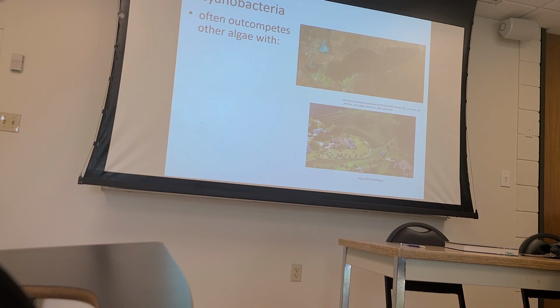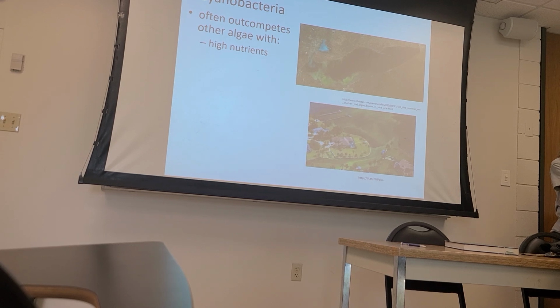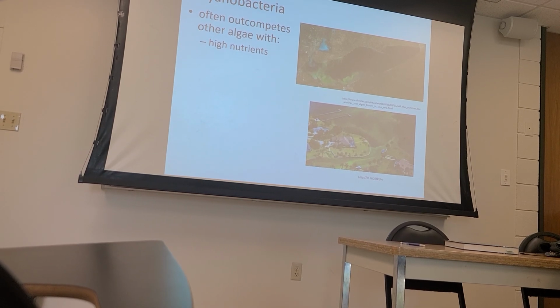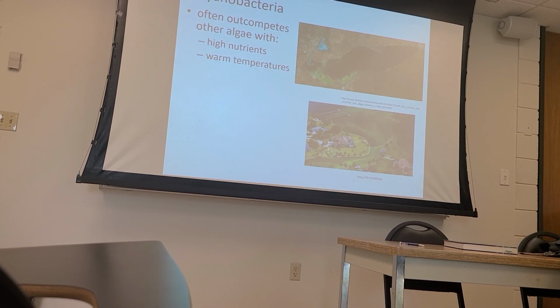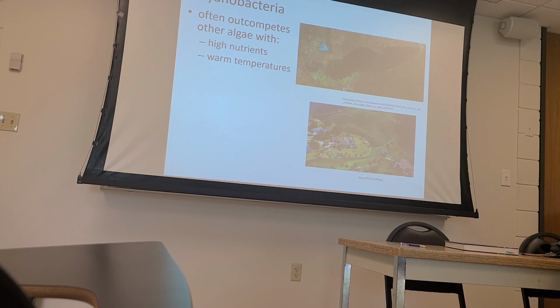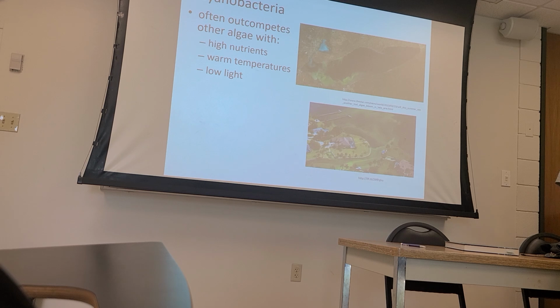Okay, so cyanobacteria often outcompete other algae in certain conditions. One of these would be high nutrients, and we'll talk about why that is in a little bit. And also, they like warm temperatures, so late summer, early fall is when they tend to be at their maximum. And so if you were to Google harmful algal bloom right now, you might get a lot of stuff. Also, they can do pretty well under low light conditions, which ultimately means they can grow a little bit more in deeper water, potentially.